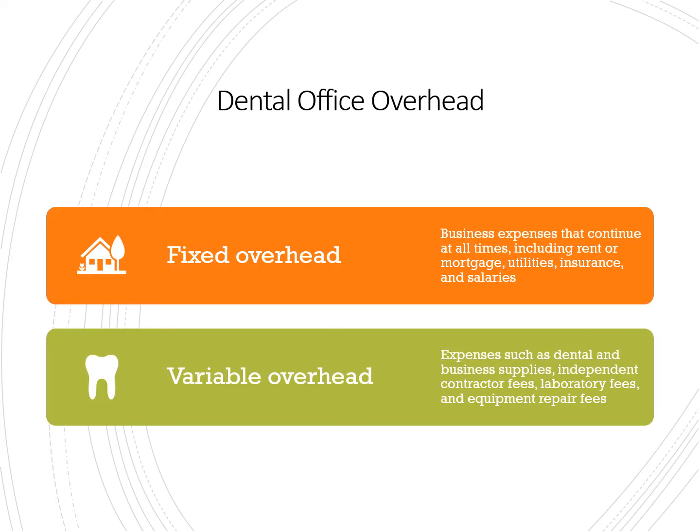Let's talk about two terms. Dental office overhead. First, there is fixed overhead. Fixed overhead are business expenses that continue all the time. So this is going to be your rent, your mortgage, utilities, insurance, salaries. Those are expenses you're going to have each and every month. Variable overhead are expenses that you don't have all the time, such as dental and business supplies, independent contractor fees, laboratory fees, equipment repair fees.